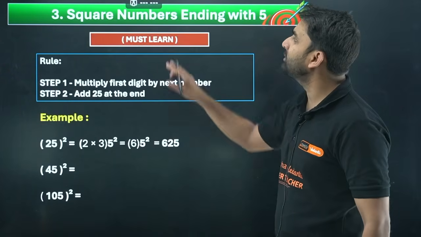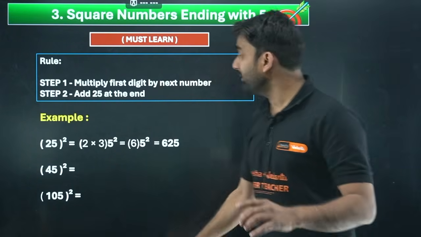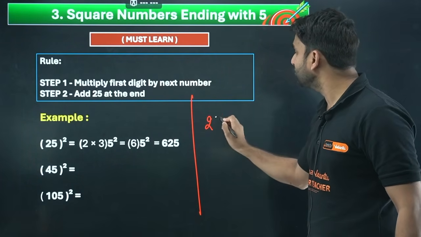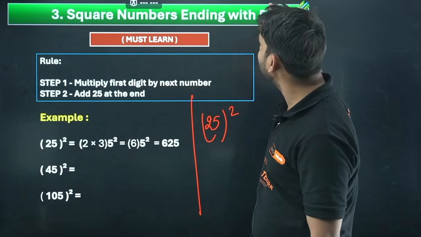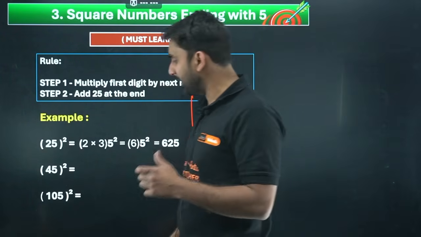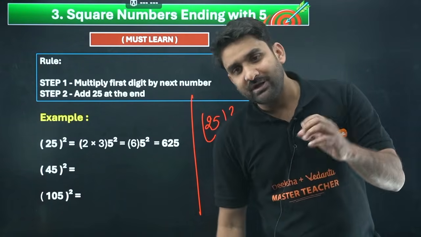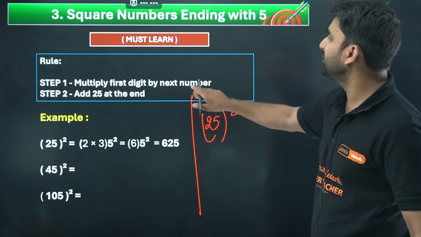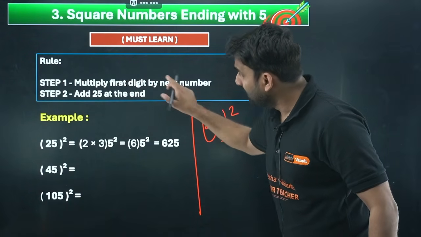Now moving to the third short trick, squaring numbers ending with 5, my dear. Whenever you are squaring a number which is ending with 5, there is a short trick. Multiply the first digit by the next number. Come on, multiply the first digit by the next number.